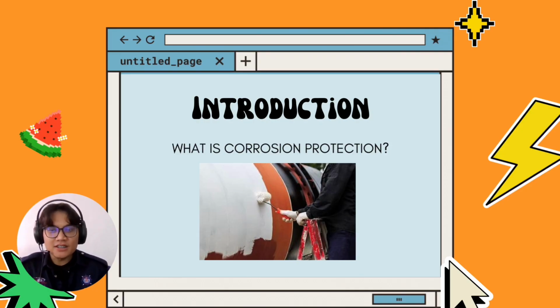Corrosion protection refers to the methods and techniques used to prevent or reduce the deterioration of material, particularly metals, due to chemical reactions with their environment. Corrosion is a natural process that occurs when metal reacts with moisture, oxygen, acids, salts, or other corrosive agents, leading to the formation of rust or other degradations.